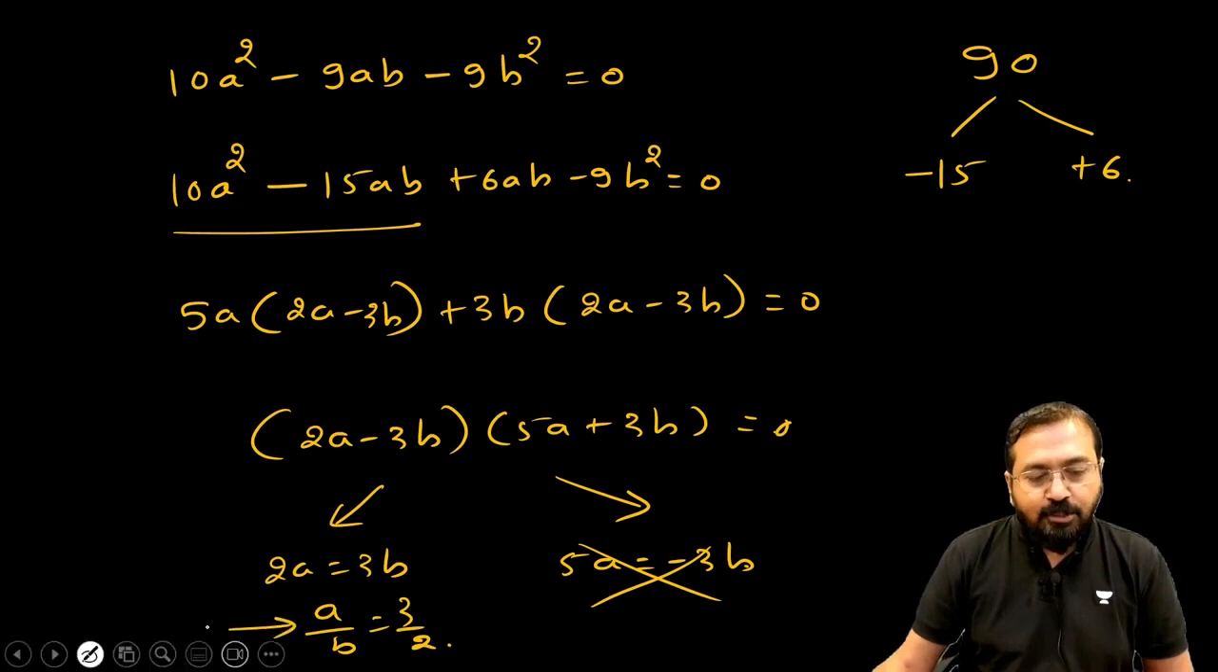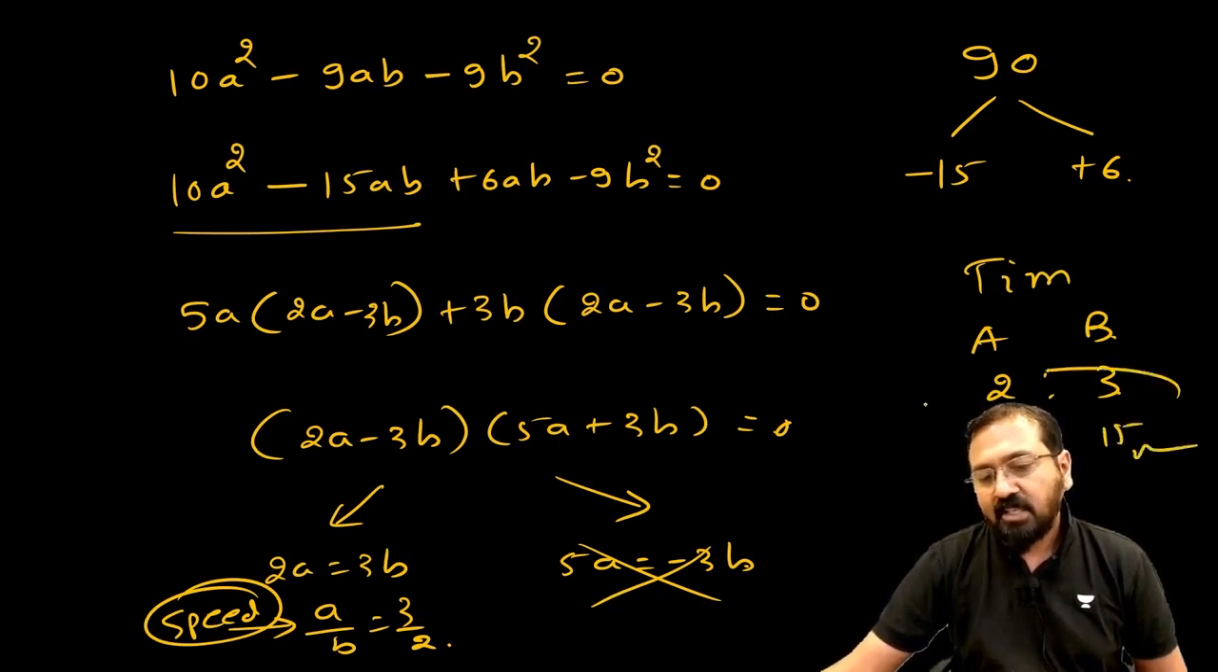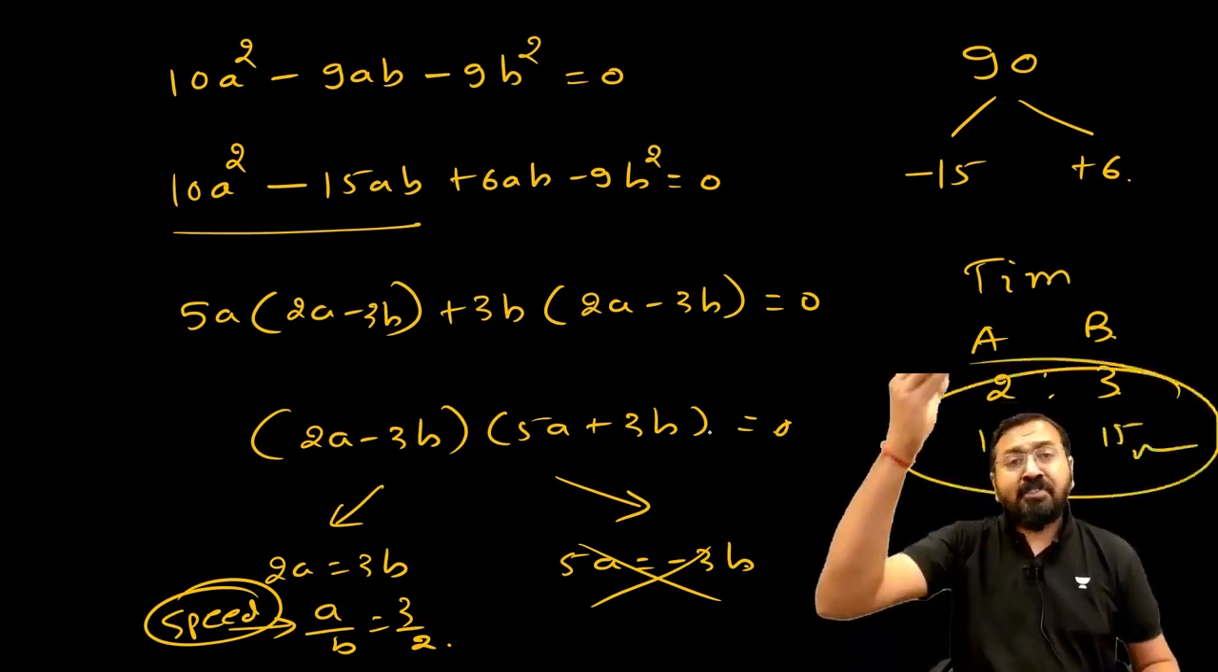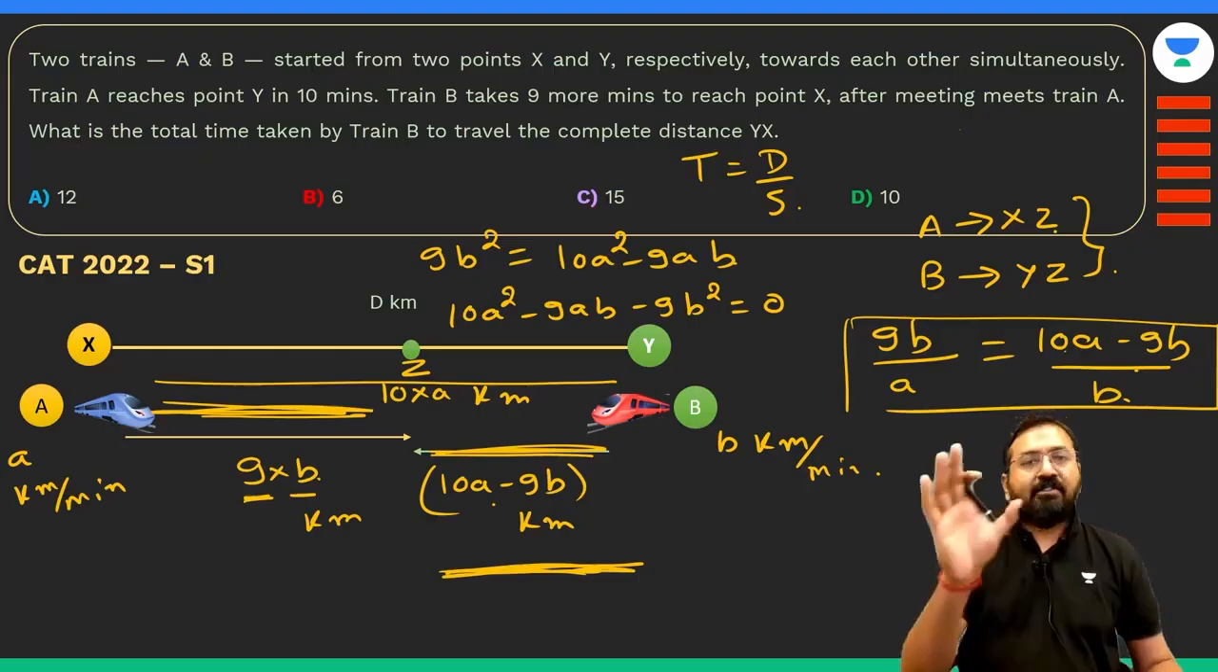Now this is the ratio of speed. If the ratio of speed is 3 by 2, can I say the ratio of time of A and B should be 2:3? Yes, so train A takes 10 minutes, so train B should take 15 minutes. This is how we could have solved the question, but this is a very lengthy approach. Why do we need to spend so much time? So I really hope you would have understood this.